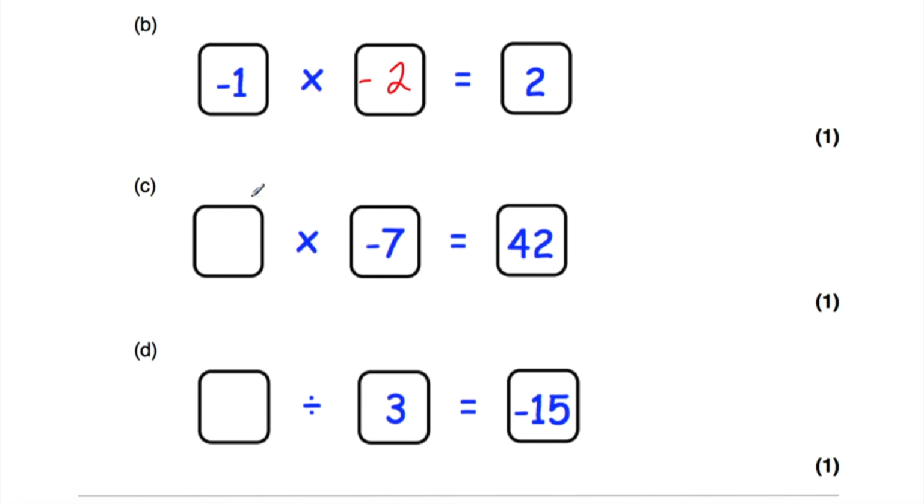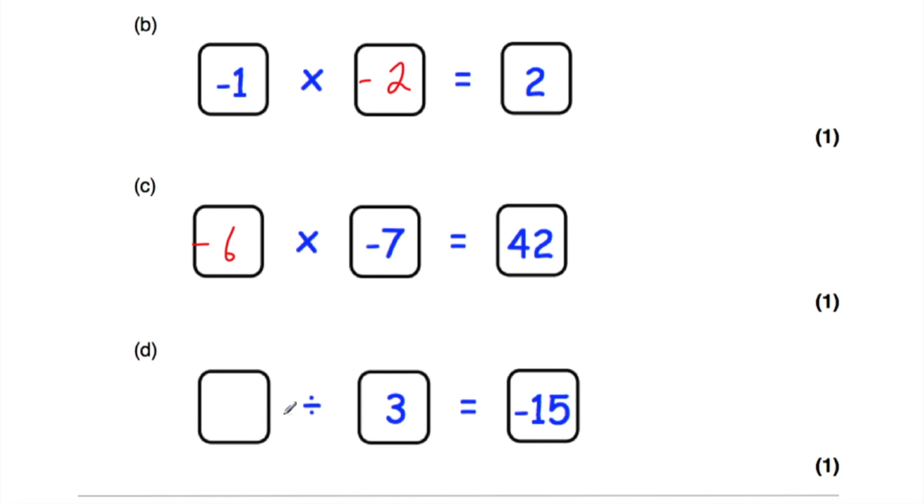Okay, part C. Part C, we've got blank multiplied by negative 7 is equal to 42. Well, we've got a negative number times something is a positive. Well, a negative times a negative is a positive, so this has to be negative. Now, we want to get 42. Well, 6 times 7 is 42, so this will be negative 6. Negative 6 times negative 7 would be equal to 42, because a negative times a negative is a positive, and 6 times 7 is 42.